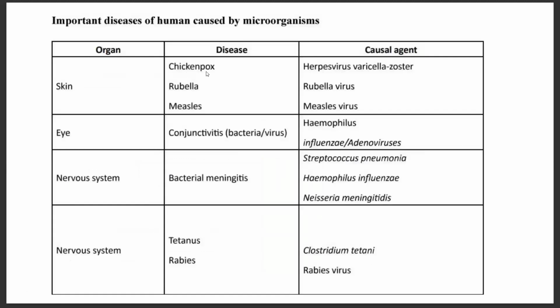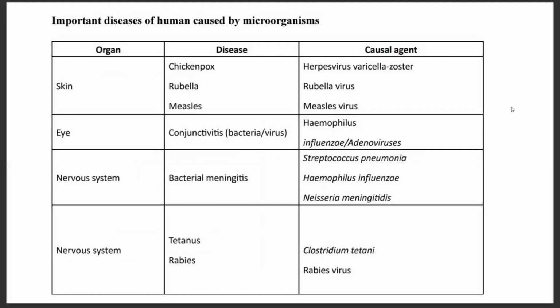Skin. Chickenpox is caused by the herpes virus, varicella zoster. You can include the portal of entry here. The causal agents enter through the respiratory tract. Then rubella virus, measles virus.